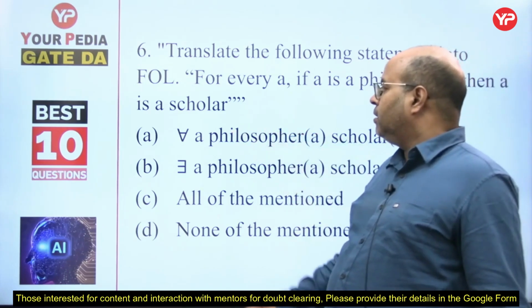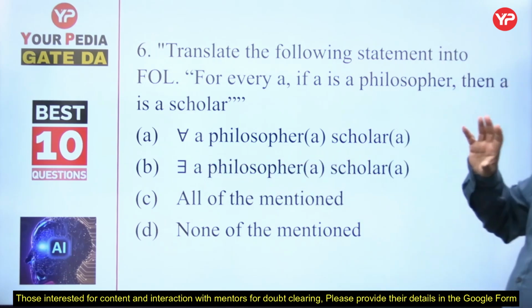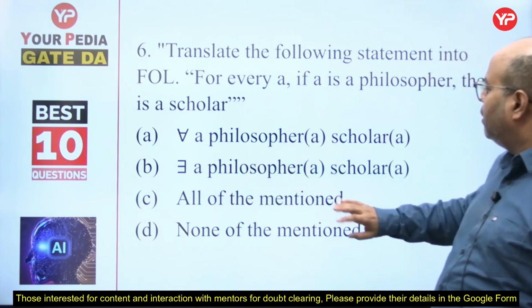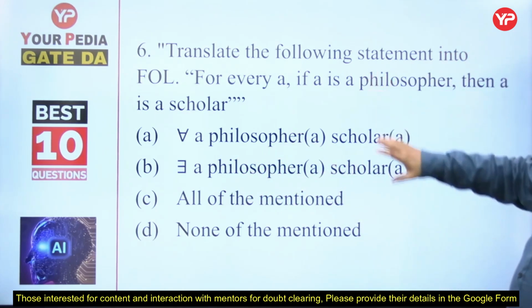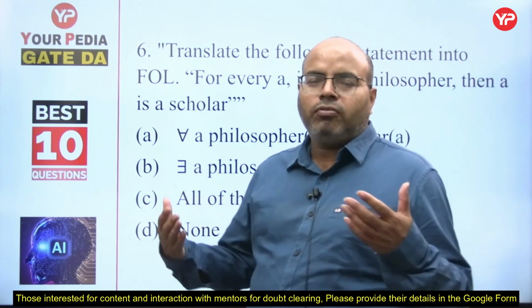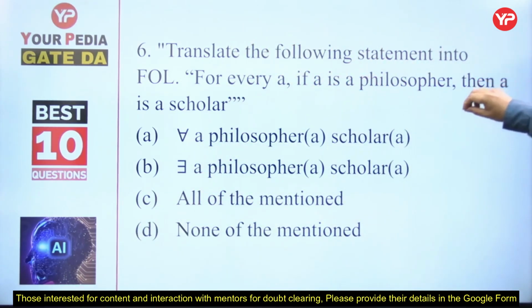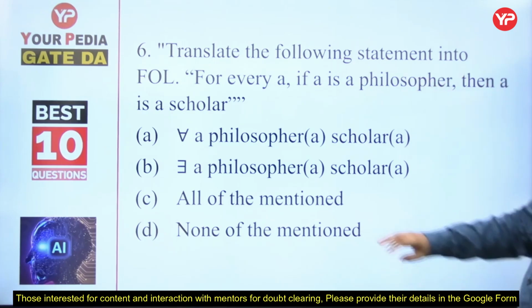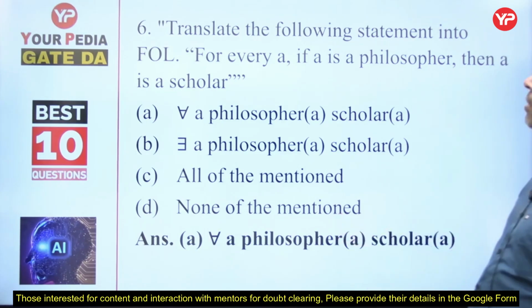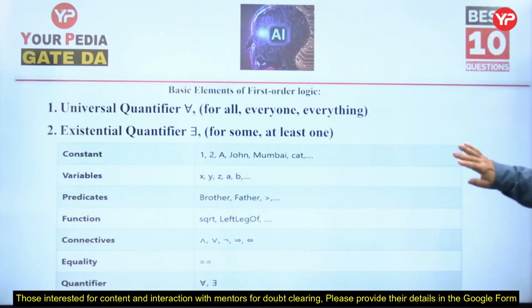A must be correct. Now here, there exists is the existential quantifier: there exists some A, some philosopher who is a scholar also. So that's not the meaning of this statement. Like there is some person who is a philosopher also and a scholar also. No, here it says every person who is a philosopher is also a scholar. All of them are mentioned, and that is irrelevant. So A is the answer. For every A, if he is a philosopher, he is also a scholar.